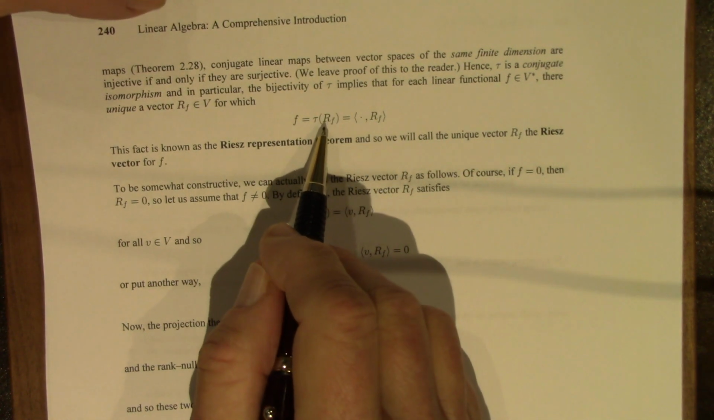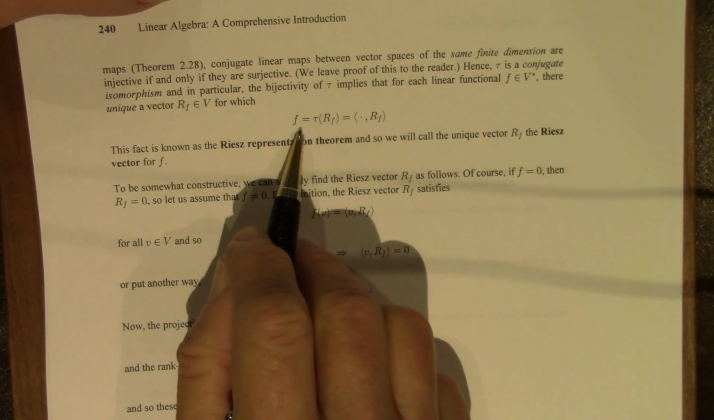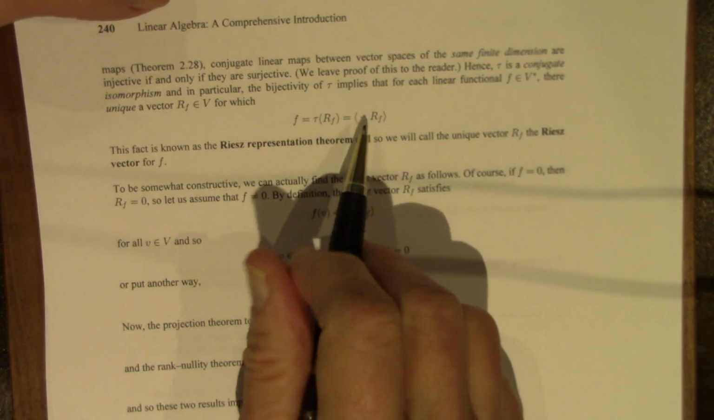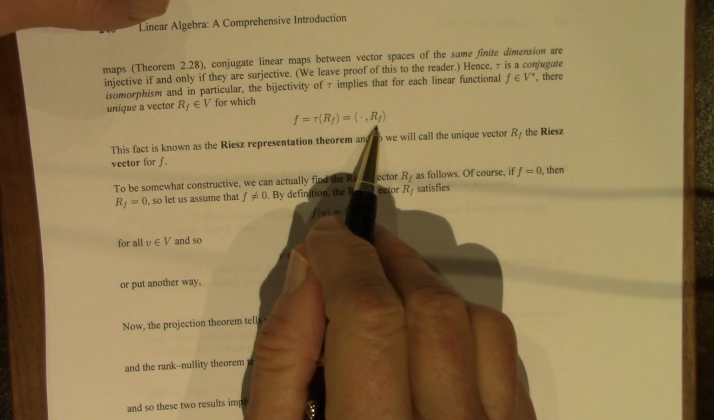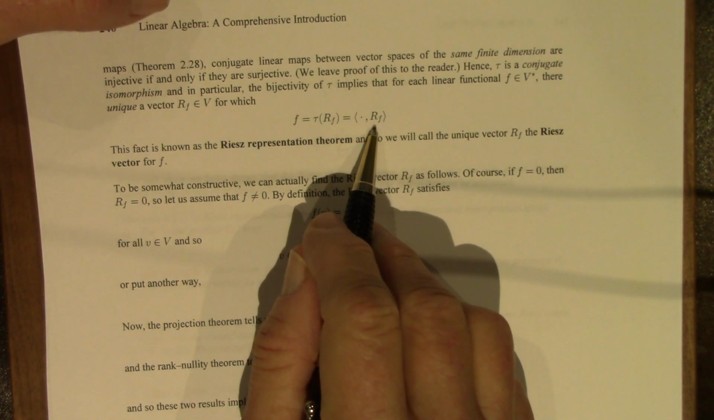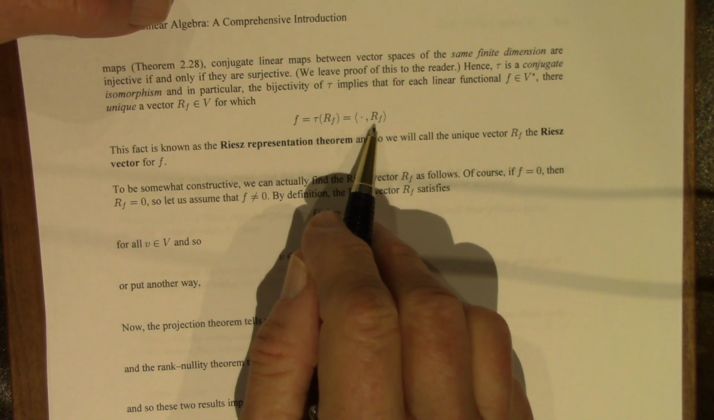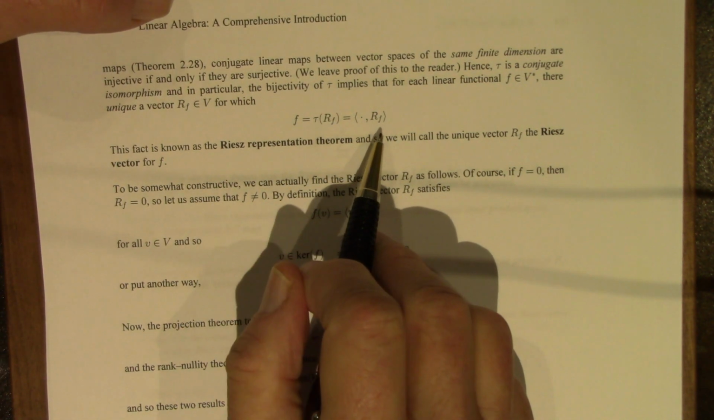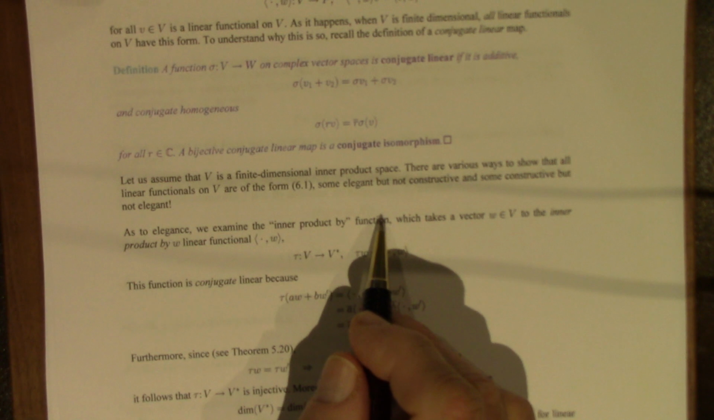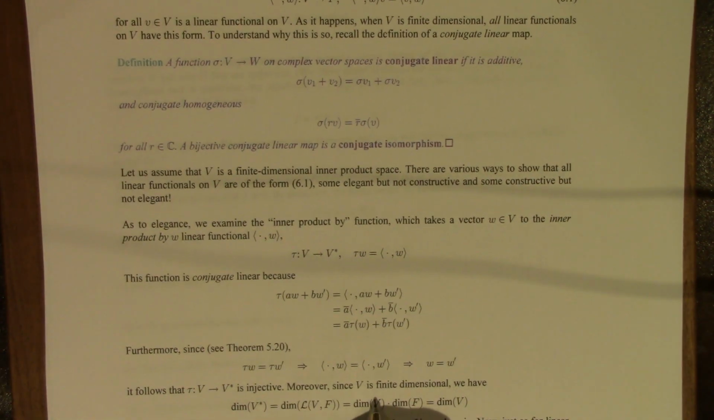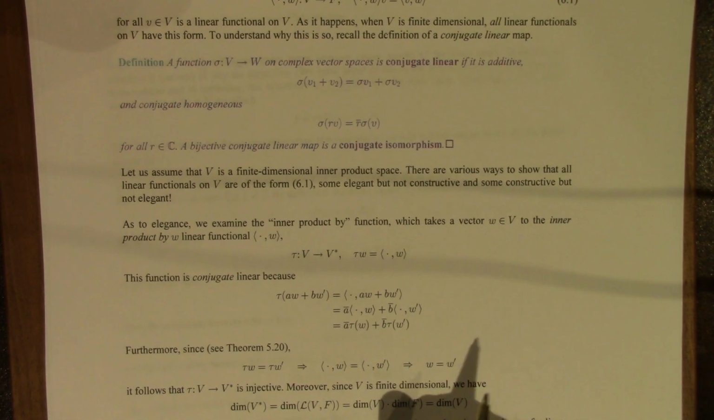So what we have shown is, again, that every linear functional on a finite dimensional inner product space has the form inner product by its unique Riesz vector. This is not constructive at all. It doesn't tell us how to find the vector. It's elegant and very instructive because it uses linear maps to do this proof, to prove that there's a unique Riesz vector for every linear functional.